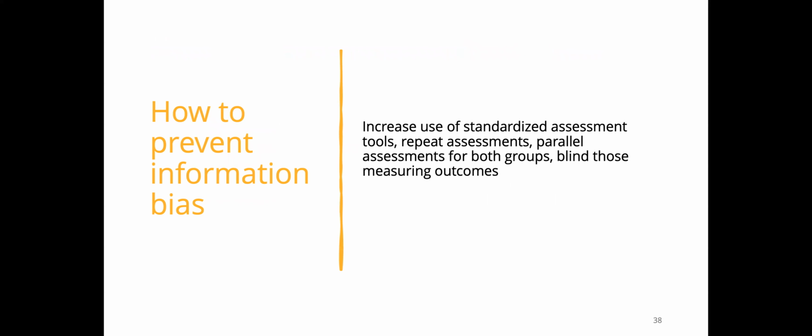Repeated assessments by different study investigators means that you're more likely to get an accurate measure for a patient characteristic if it's measured multiple times. Parallel assessments for both groups means that the assessments are done separately for the intervention and control group patients with different investigators, so it's a little bit more standardized within the group. And it's also, like I mentioned, important to blind those measuring the outcomes so they don't mismeasure the outcome or over- or underreport the outcome or other patient characteristic due to the knowledge that the patient is in the intervention group or the control group.